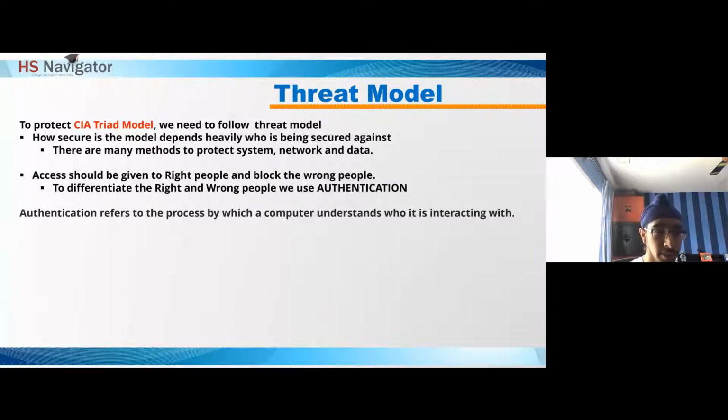And access should just be given to the right people and block the wrong people, and use authentication to make sure that the computer can differentiate between the right and wrong people, instead of just us being able to differentiate between the right and wrong people.